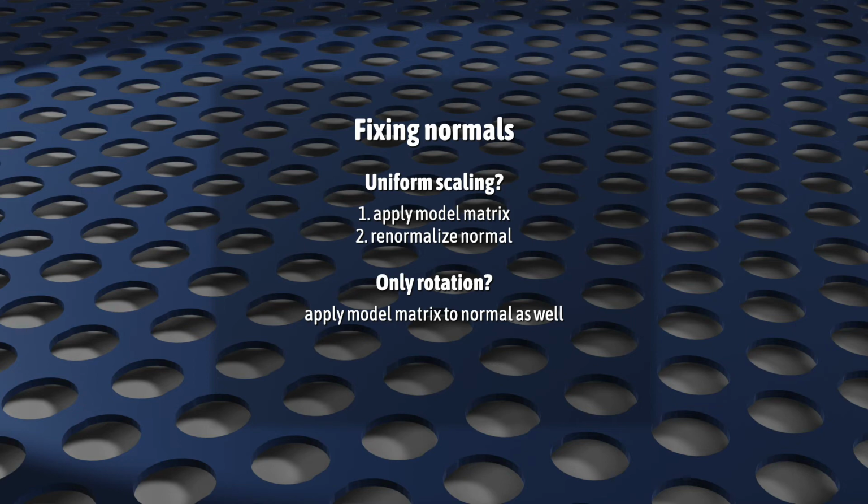But now, what happens if we squash our object? This is really the worst case scenario. Here, applying the model matrix to the normals won't work, and normalizing won't help. Stop for a second and think about why. What happens to the normals if we squash our model?